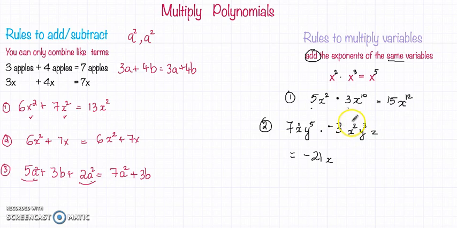So 2 plus 1, we get 3 x's altogether. Then we have the variable y. 5 is the exponent here and 3 is the exponent here. So 3 plus 5 you get 8. And then there's only one z, so you write z. So that would be your answer.